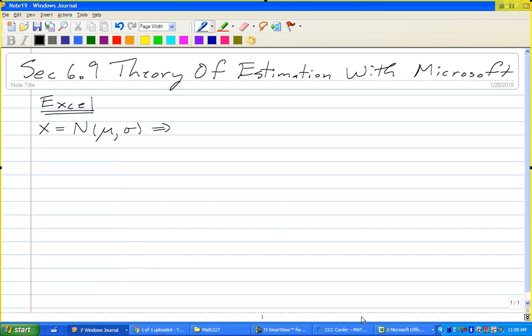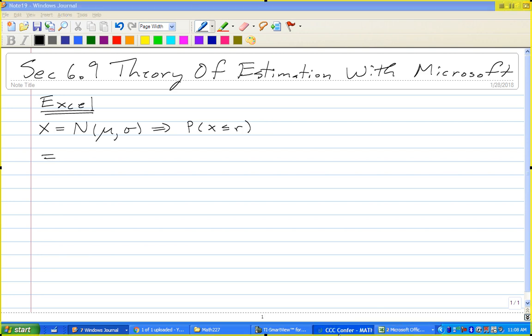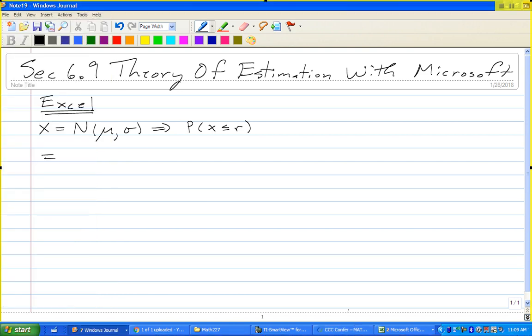Okay, so if I want to find the probability that, let's say, x is less than or equal to r, then the command you would use in Excel would be normal distribution, and it'll be r with mean mu, sigma, and this will be true because you have a less than or equal to.